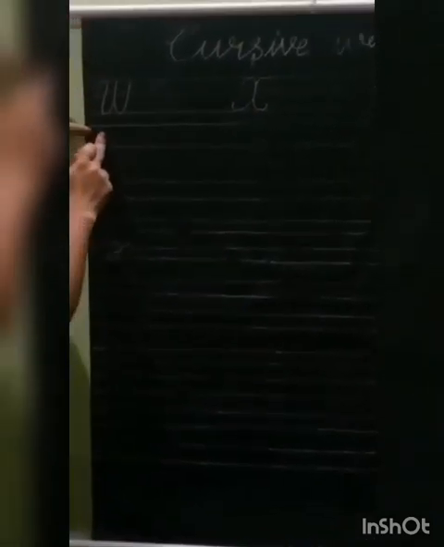Then these letters are W, X, Y and Z. First you write the letter W. One slanting line from the second line to the first line and make an upward curve, another upward curve. Come back to the third line and go up to the first line, and come back to the third line and go up to the first line. We get the letter W.